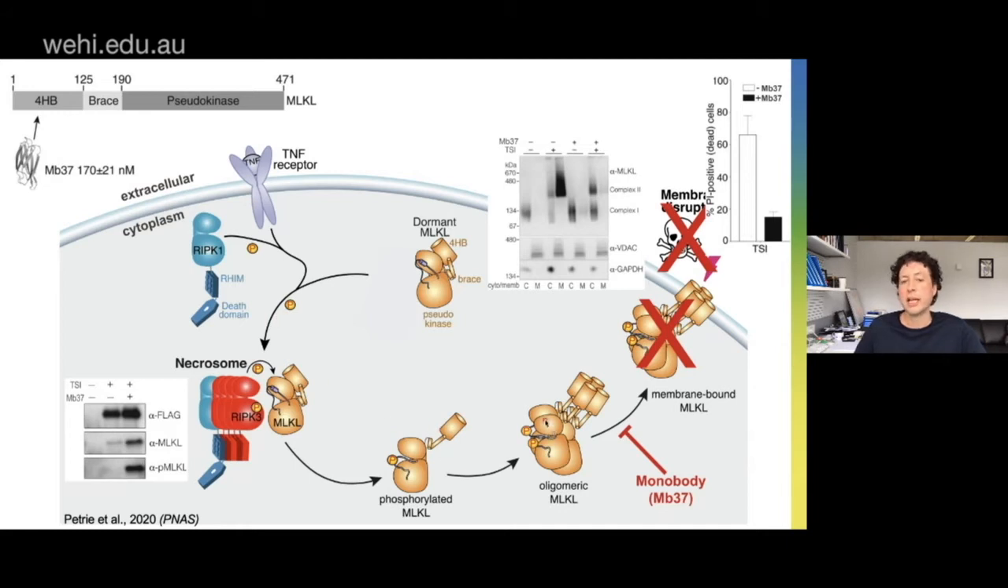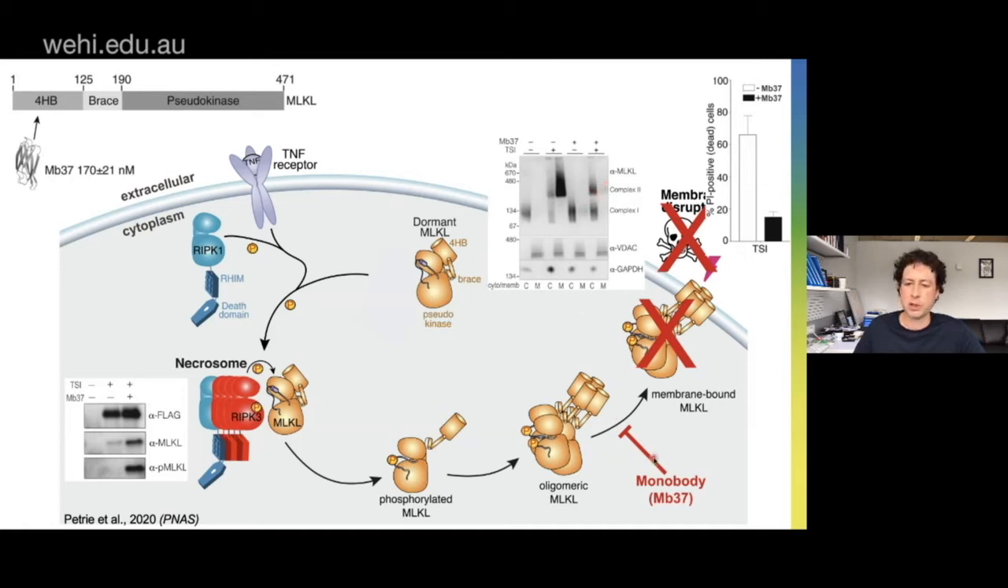It's phosphorylated, it oligomerizes just fine, and here's a Blue Native PAGE showing that. So this is endogenous MLKL oligomerizing and shifting to the membrane fraction. In the presence of monobody 37, as shown here, MLKL also oligomerizes just fine when the pathway is stimulated. But in the presence of monobody 37, you can see MLKL is not translocating to the membrane fraction. It's getting stuck in this cytosolic fraction.